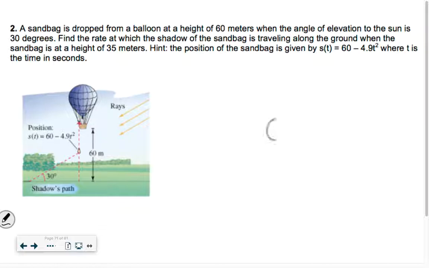So these parallel rays at this time of day are 30 degrees. Okay, that's the fixed point. And as this drops, we're creating a shadow. Do you guys see the little shadow of the sandbag? It was on that picture. What happens to the shadow as it drops? It gets closer. It goes really fast. Do you guys understand this?